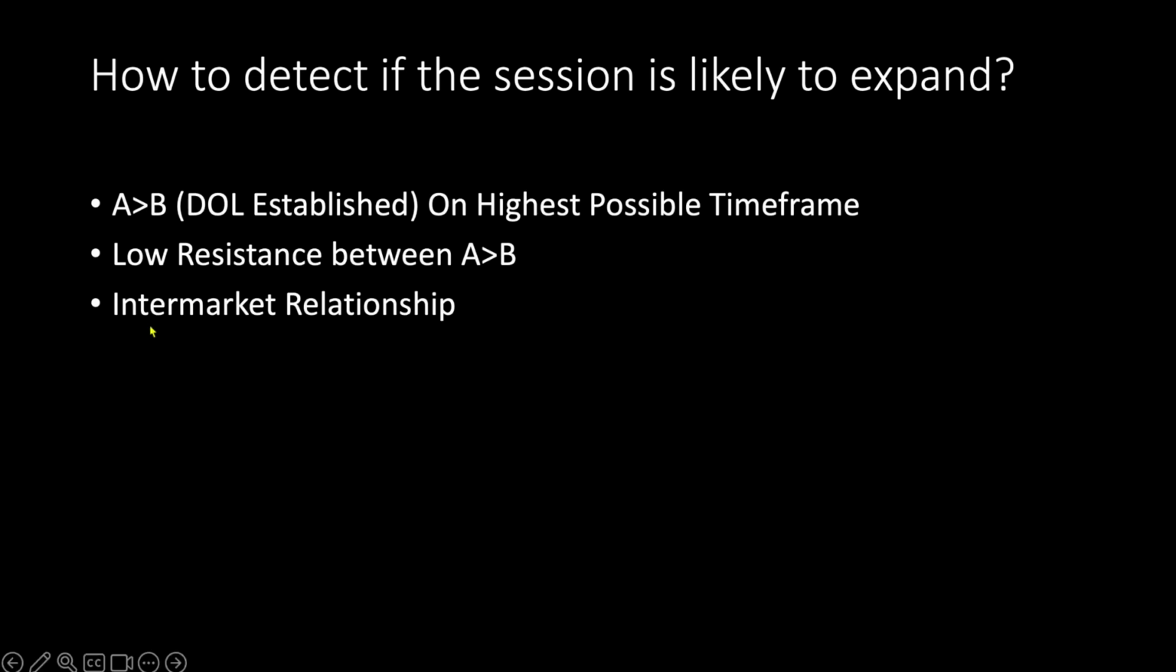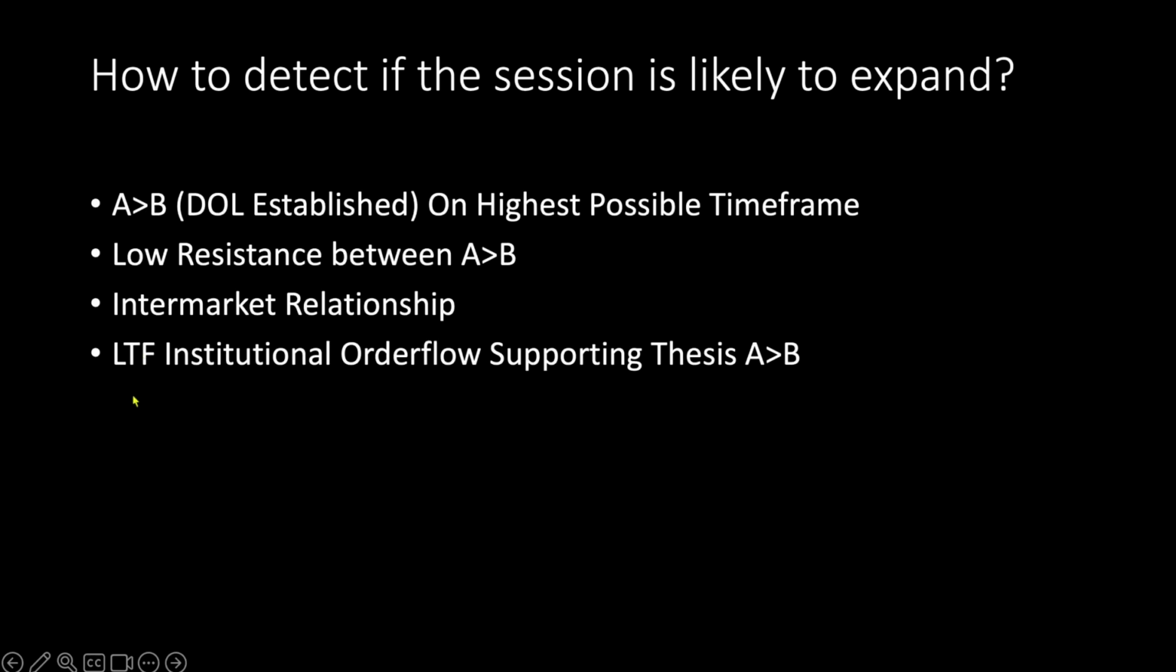Intermarket relationship is important to confirm whether or not a session is likely to expand. If you want to find more information about intermarket relationship, I would highly advise you to watch the previous lecture in which I shared a lot of insights on it, because intermarket relationship by itself is a very important topic to discuss and research. And finally, is the lower time frame institutional order flow supporting the thesis from point A to point B taking place? Meaning, is the lower time frame institutional order flow supporting the idea of the market expanding?